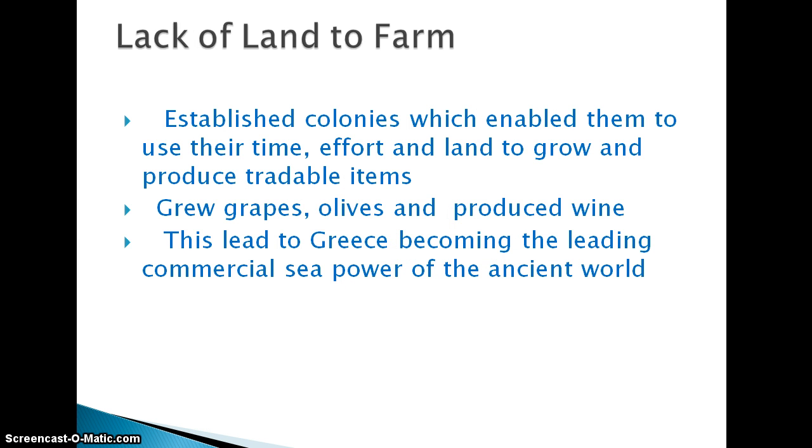Now, we know that there was a lack of farmland in this area, so they established colonies which enabled them to use their time, effort, and land to grow and produce tradable items. They grew grapes, olives, and produced wine. This leads to Greece becoming the leading commercial sea power of the ancient world. And remember, it is a peninsula, so there's water on 3 sides.